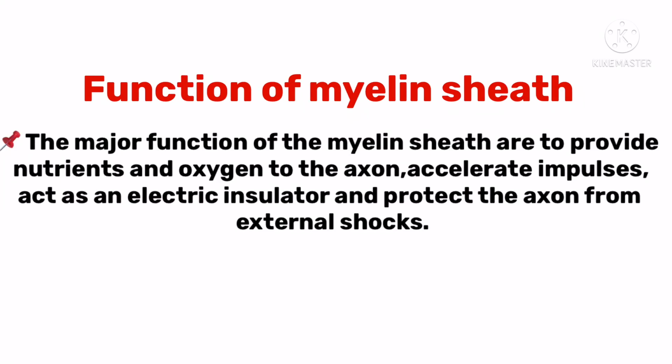Function of myelin sheath. The major functions of the myelin sheath are to provide nutrients and oxygen to the axon, accelerate impulses, act as an electric insulator, and protect the axon from external shocks.